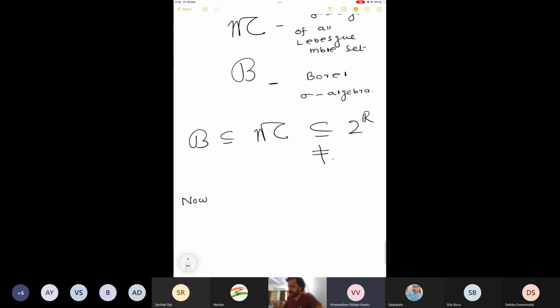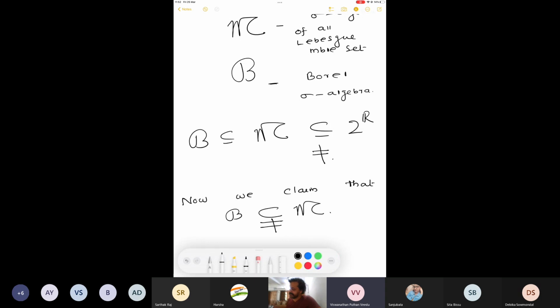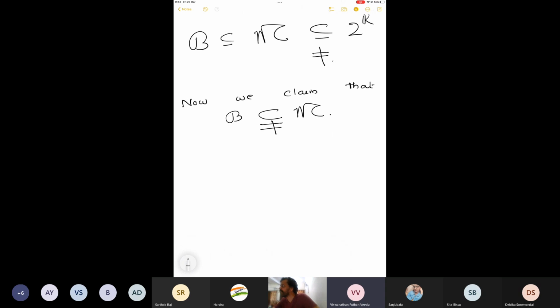Now we claim that B cannot exhaust the entire M. B is strictly contained in M. So you have to find a measurable set which is not Borel measurable. Again, as I told you, in this measure theory, especially with measurable functions, integration, etc., the Cantor function will give you many counterexamples and it will help you in many cases. So again, here also I am going to make use of the Cantor set.